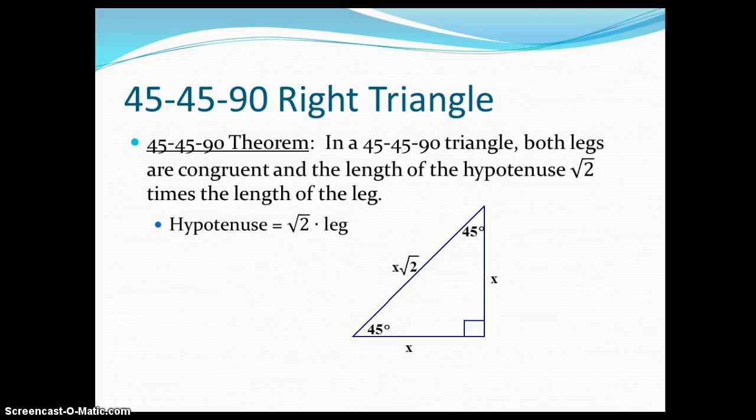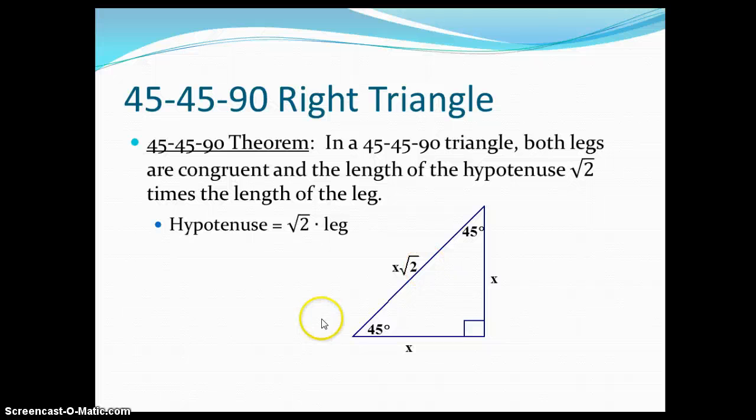And we consider a triangle 45, 45, 90 when we're talking about the angles. So that means it has two 45-degree angles and then the right angle, 90 degrees. Now because these angles are the same, we actually have an isosceles right triangle. Our base angles are the same, therefore our sides, or our legs, are going to be the same. So the 45, 45, 90 theorem says that in a 45, 45, 90 triangle, both legs are congruent and the length of the hypotenuse is square root of 2 times the length of the leg.